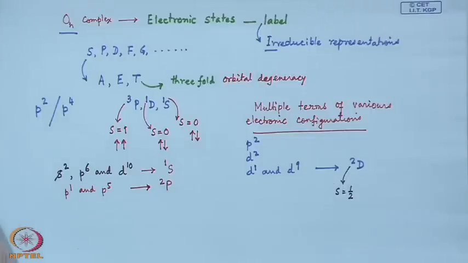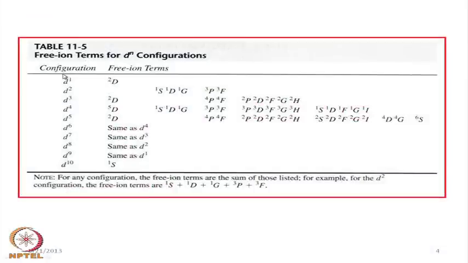So, what we see for this d1 configuration, the electronic configurations and their corresponding free ion terms in different d configurations. What we have seen just now for the d2 electronic configuration, the free ion terms that we have defined for d2 are 3F, 3P, then 1G, 1D and 1S. So, this is the corresponding ground state term.